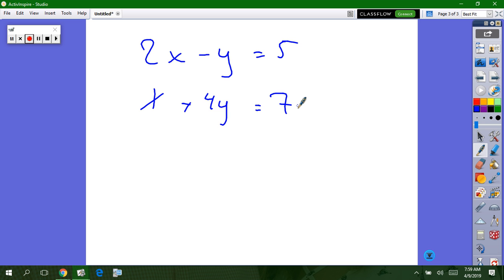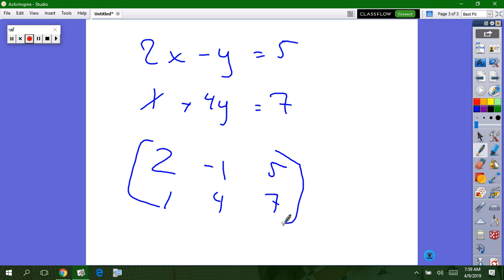Okay, let's go ahead and put this as an augmented matrix. Okay? Augmented matrix. So this would be 2, -1, 5, 1, 4, 7. Now, for me, I like to do a little dotted line here to represent the equal sign. Okay? So that's representing 2x minus 1y equals 5. Does that make sense? That's what I personally like to do. Does the book necessarily do that? No. So just be aware of that, okay?